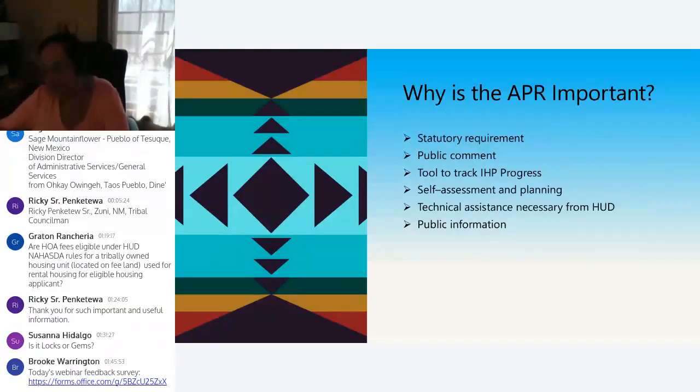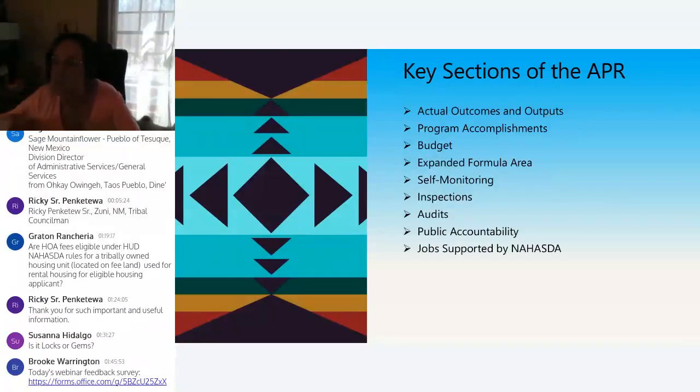It's a statutory requirement. It has to have public comment. It's a way to track your IHP progress. It's self-assessment through your self-monitoring. And you can see if you need technical assistance, which is free through HUD, when you do your self-monitoring. Okay. And it's public information. It's supposed to be out, and the public is supposed to have access to see what you did with your money that year.